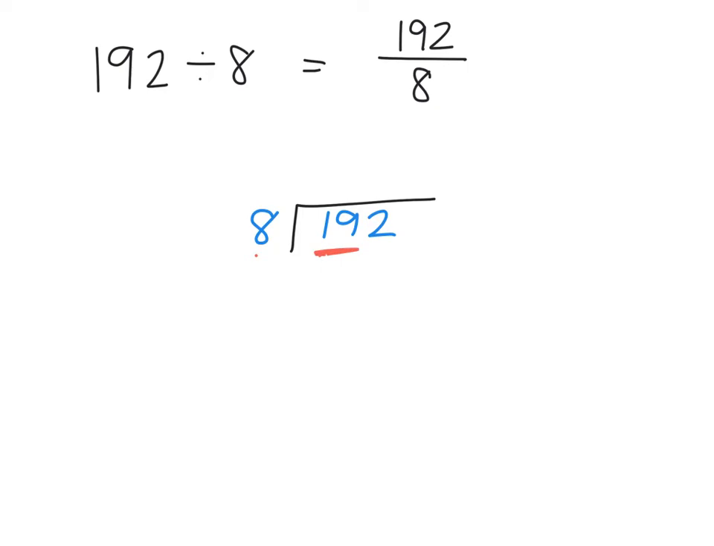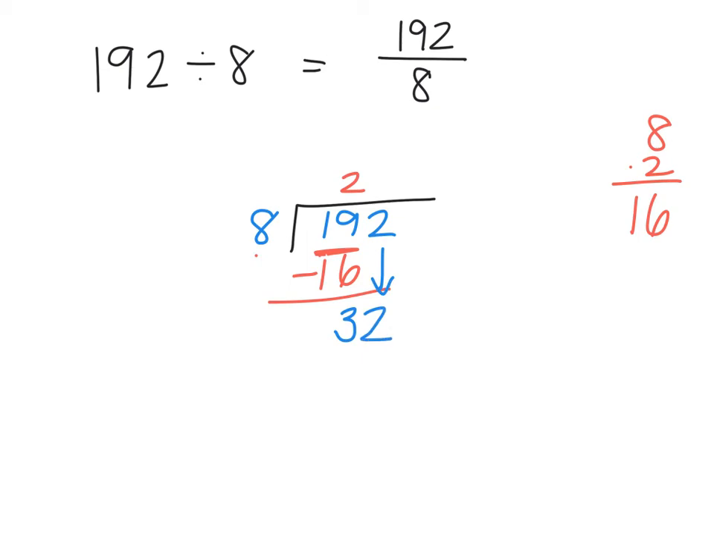And you want to think, well, can 8 go into 19? And if so, how many times? And it can, because 8 times 2 is 16. So rather than looking at just the first number, we want to look at both of them together. And we know that 8 times 2 is 16. So now we want to do 19 minus 16, which gives us 3. Bringing down the next digit gives us 32.